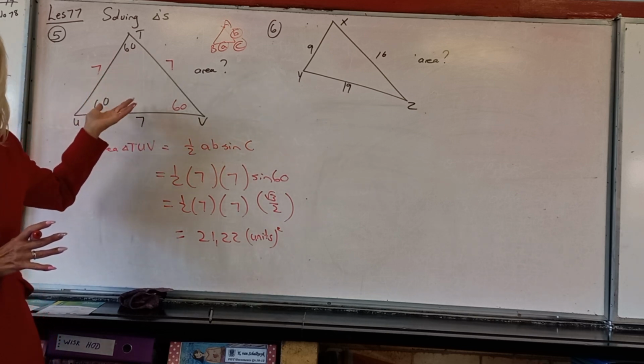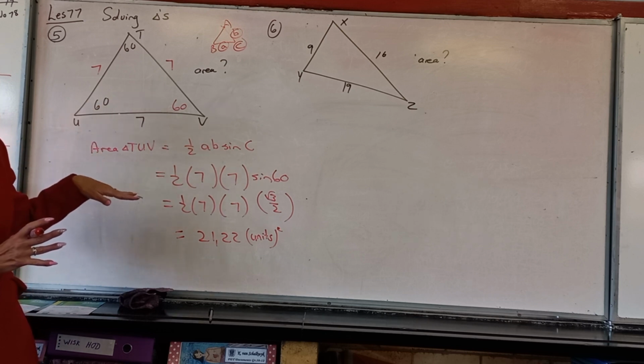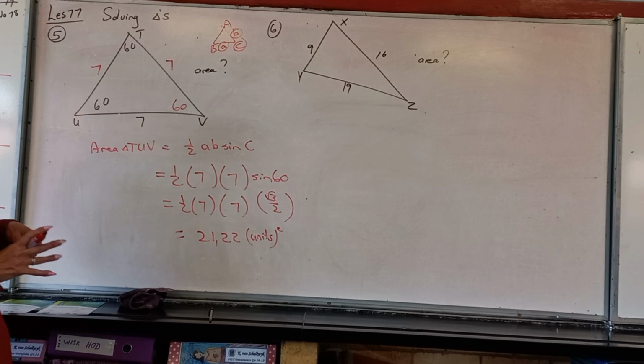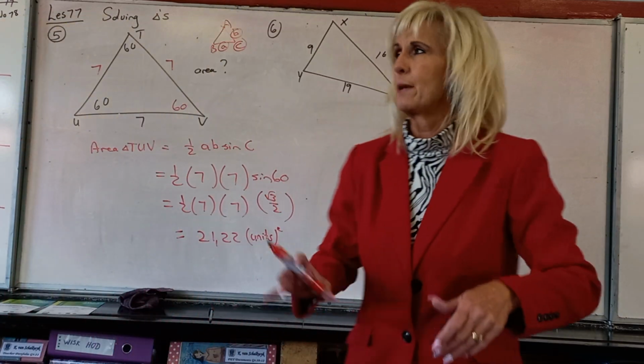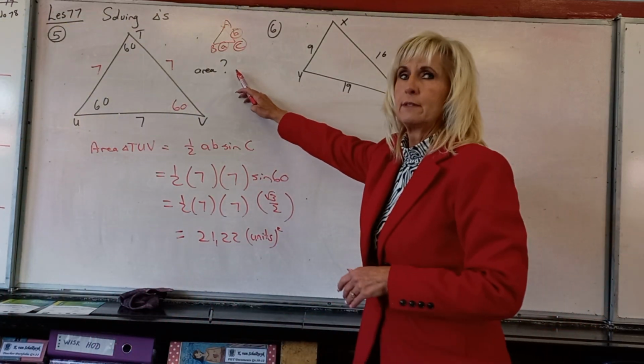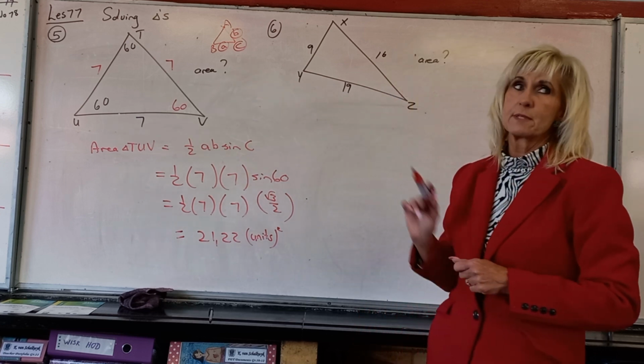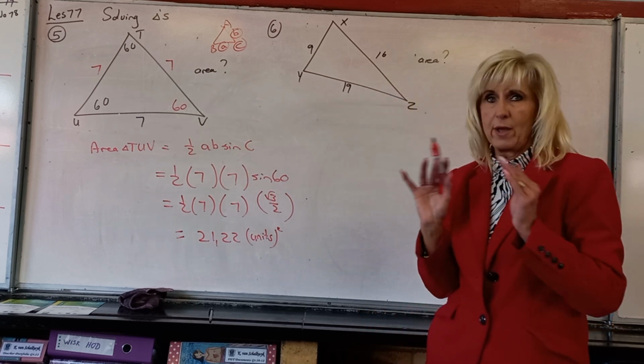You don't need to work out the sides that you needed. You just could say that it's all 7. Next one. Find the area. We've established to find the area you need 2 sides and the included angle. Oops, problem. I have no angle.